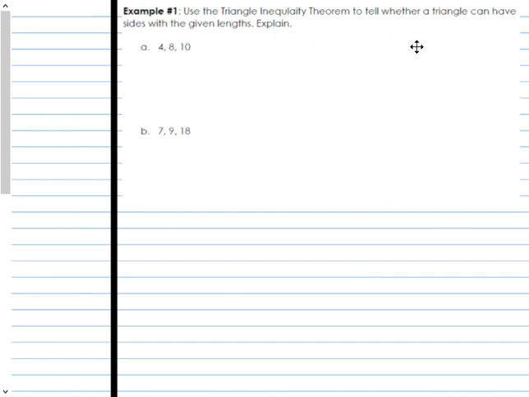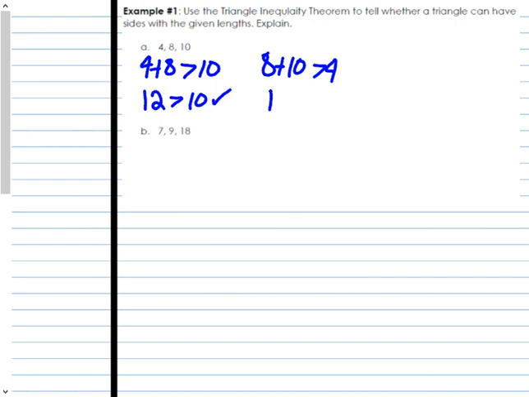So I'm going to add up 4 plus 8 and see if it's greater than 10. 4 plus 8 is 12. 12 is greater than 10. Yes, it works. So the first 2 sides are greater than the 3rd. Now I'm going to check 8 plus 10. Is 8 plus 10 greater than 4? 8 plus 10 is 18. Is that greater than 4? Yes, it is. So that works.